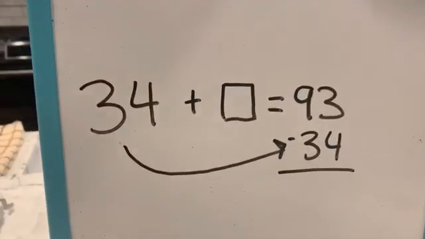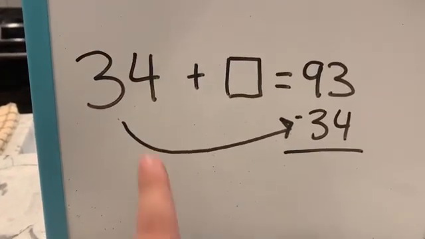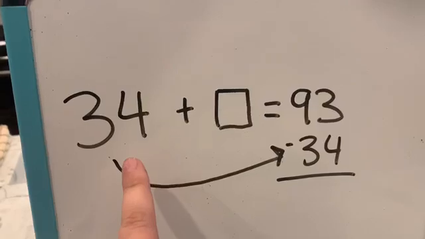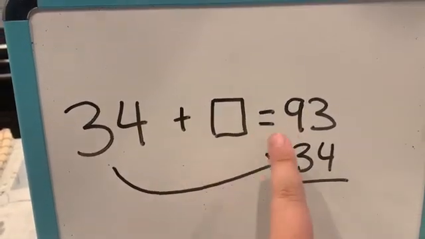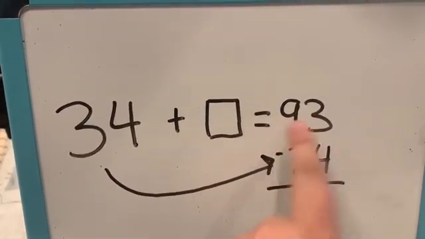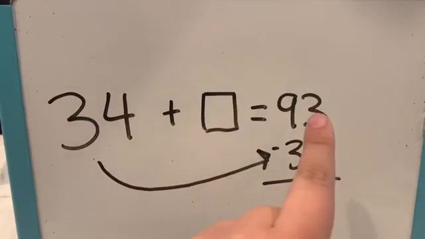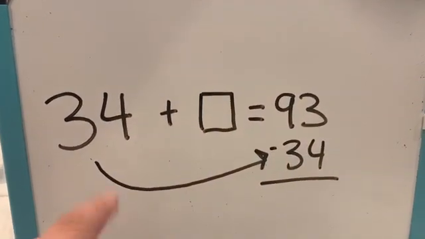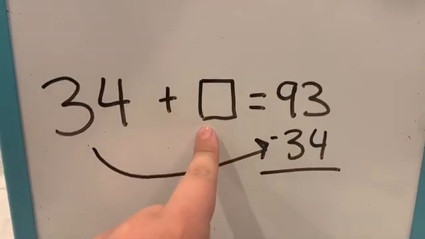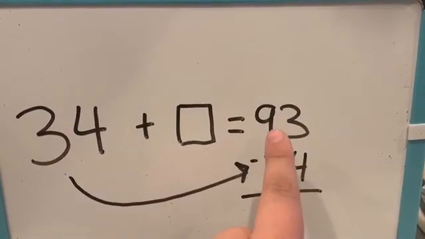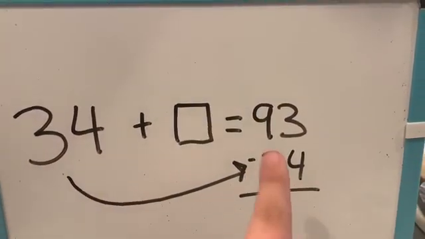At this age, the best way you can explain this to a child is to show them that 34 plus an unknown number equals 93. Now the reverse of addition is subtraction. So to find what this unknown number is, we can teach them that they're just going to need to subtract one of the add-ins from the sum.